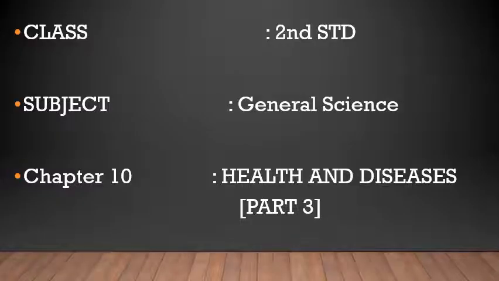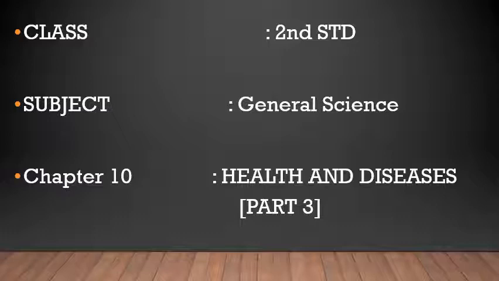The following video is for class 2, subject general science, chapter 10, health and diseases, part 3. In part 1 and part 2 of this lesson, we learned about what health is. As I told you, health is wealth. If we are healthy, we can do anything. So it is important to keep our body healthy, and to do that, we have to eat a balanced diet, maintain personal hygiene, exercise and relax, and keep a clean environment.